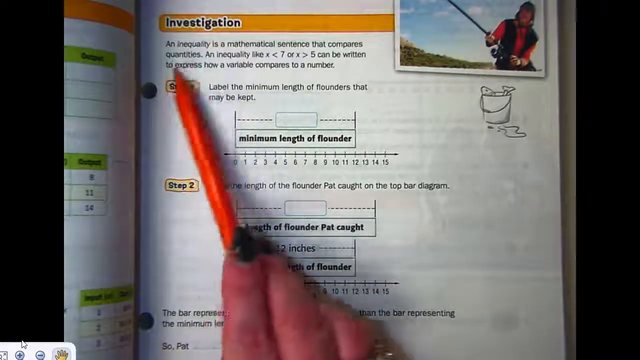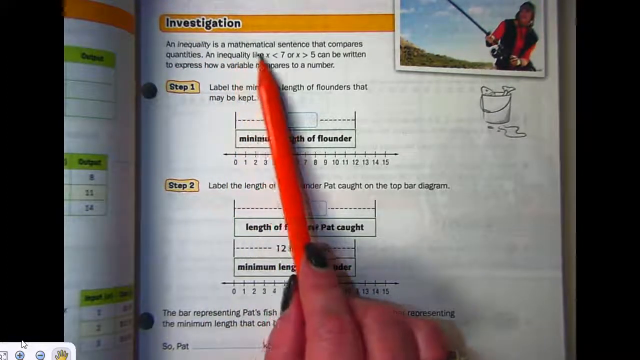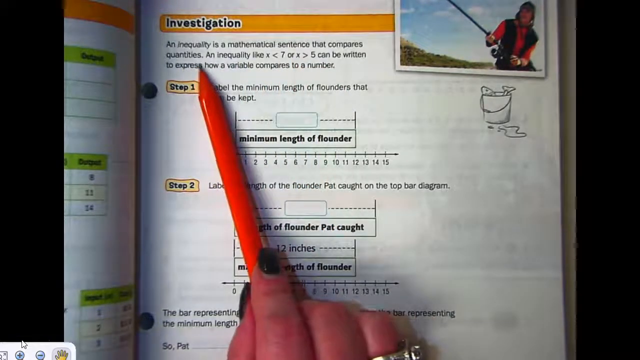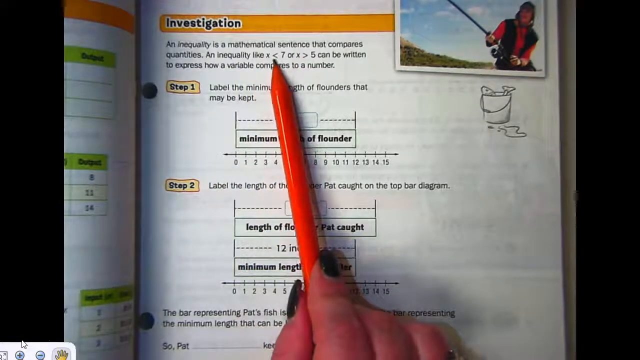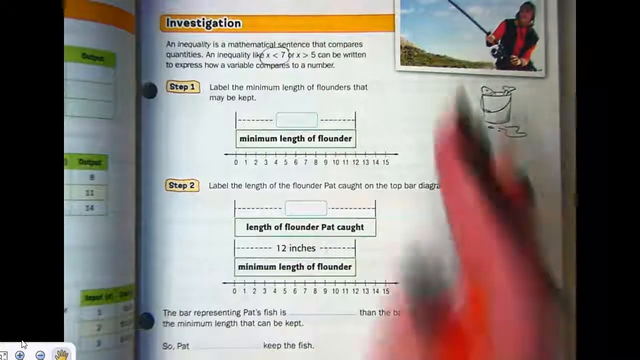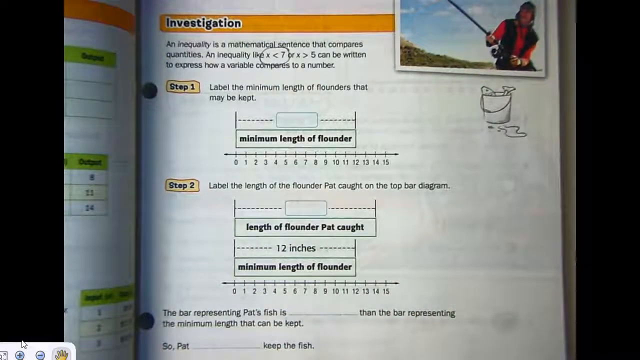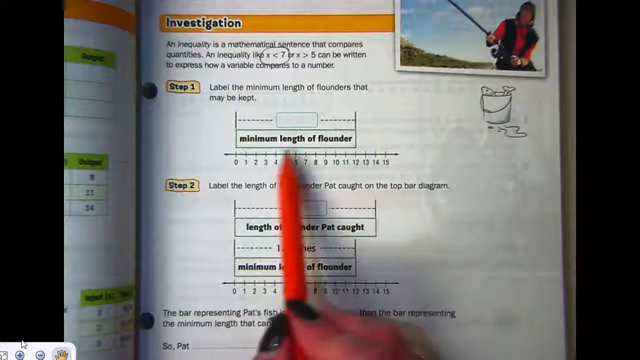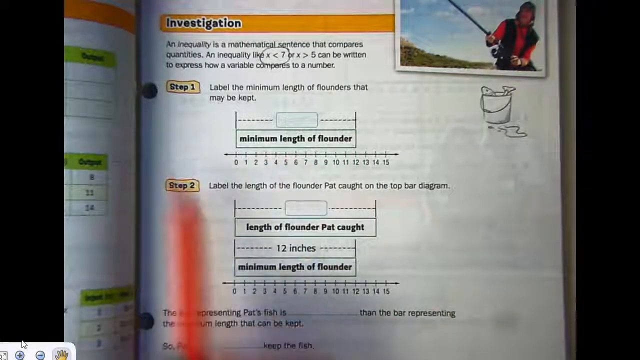So an inequality is a mathematical sentence that compares quantities. An inequality like x is less than 7. What does that mean? X is less than 7. X could be any number that's less than 7. So what could x be? X could be 4, Talon. X could be 1. X could be 2. X could be 6. It could be 0. Could it be negative 10? Yes. X is anything on the number line less than that.